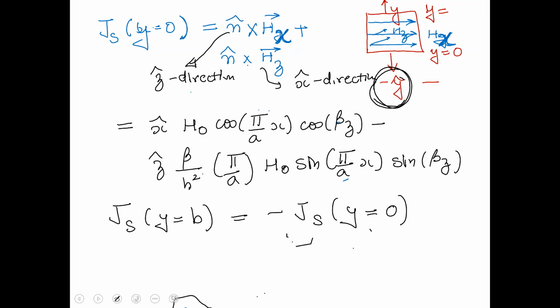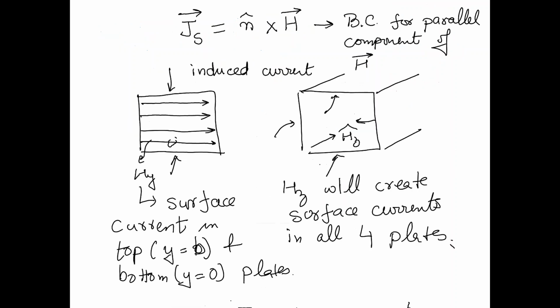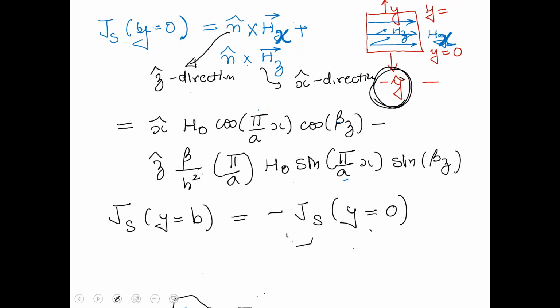So it's telling you that you have this current which is going to vary in z direction, and as it varies in z, you see there are two terms. These are off by pi by 2. When cos beta z is 0, sin beta z is maximum. When cos beta z is maximum, sin beta z is 0. So there would be places where one of the components of the current would be 0.